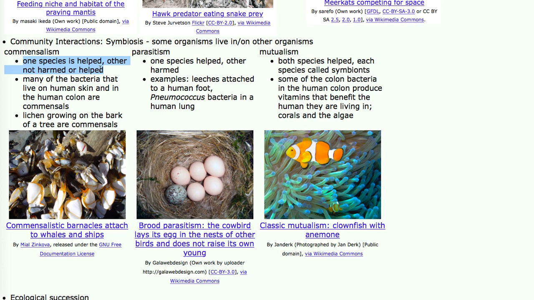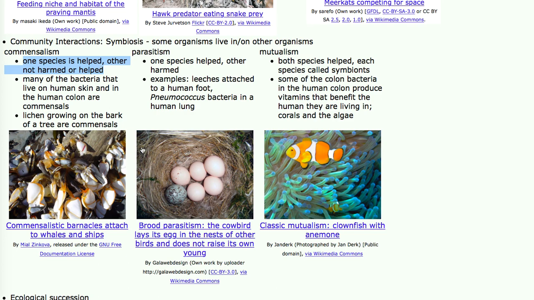They're mutualists. Lichens growing on the bark of a tree are commensals. They don't help the tree, but for the most part, they're not hurting the tree either. You have little mites right now crawling around on your eyebrows. Don't freak out. They're all over your bed. And they're commensals. They don't bother you. You really don't bother them. They're definitely helped, but you're not harmed or helped.